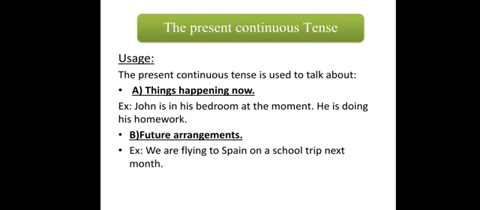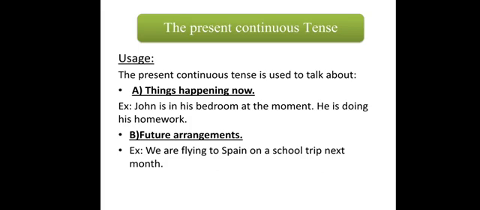The first usage is that we use the present continuous tense when we talk about things that are happening now, things that are happening at the moment of speaking. For example, John is in his bedroom at the moment. He is doing his homework. While we are talking about this action, it is happening.